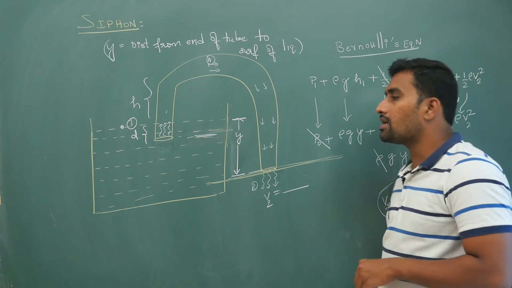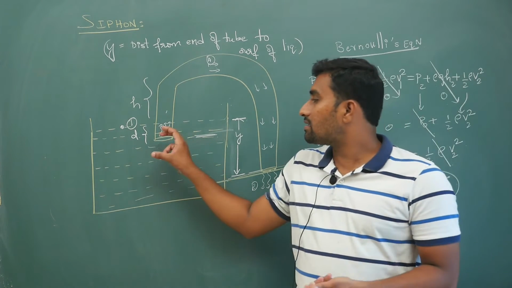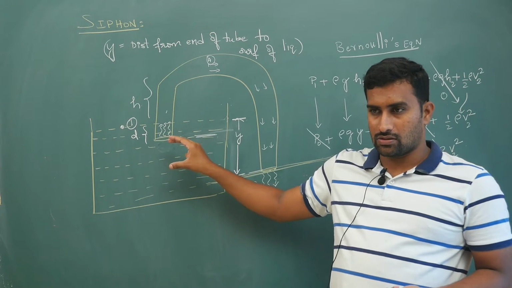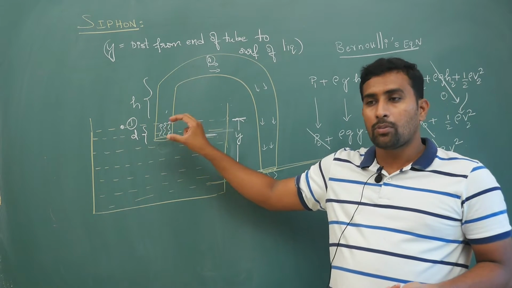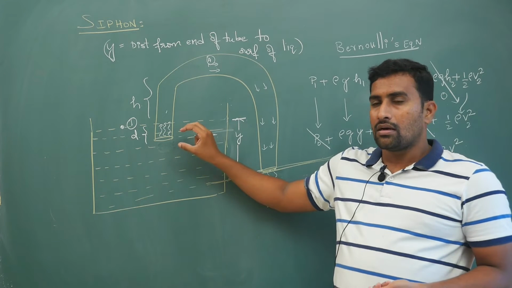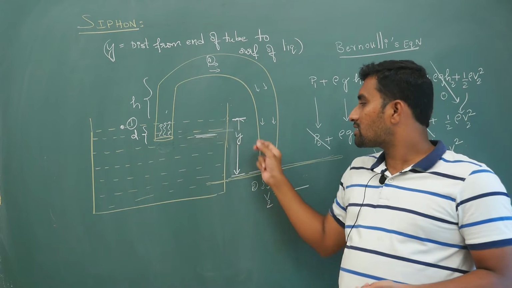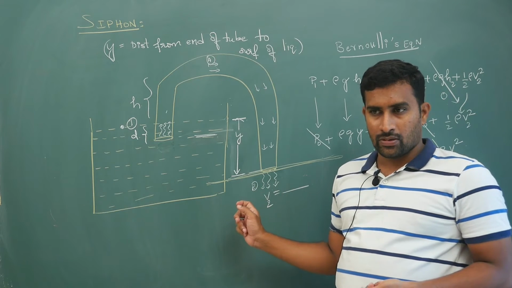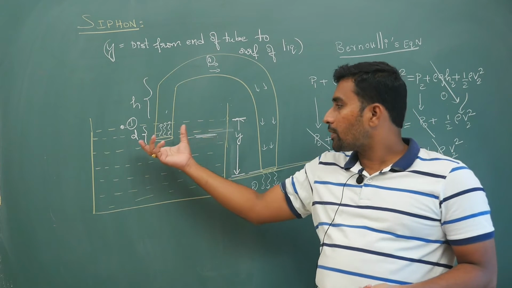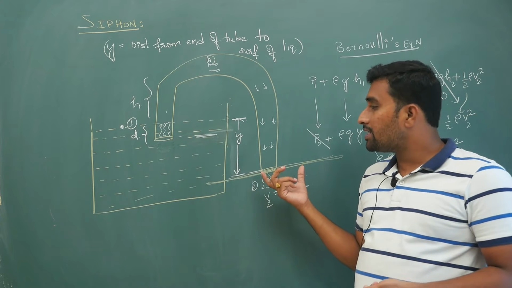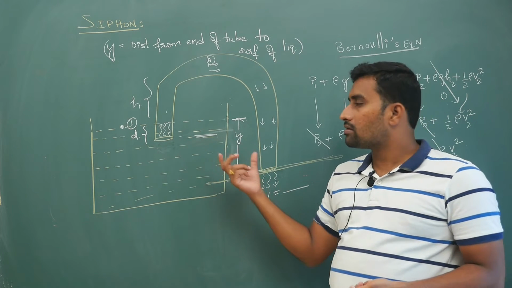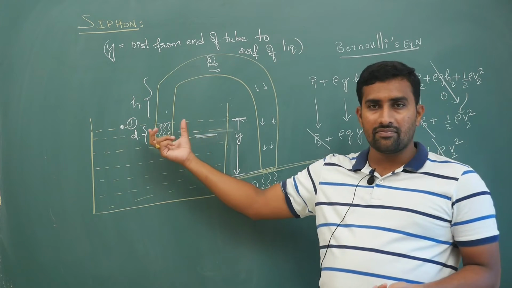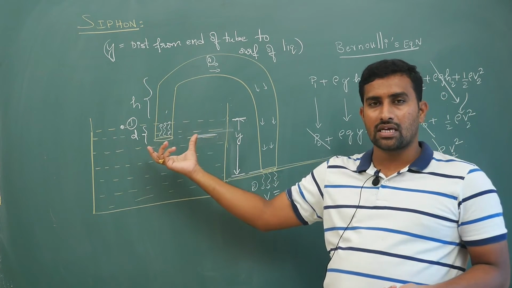Now what is happening here? This liquid is having potential energy head, and that potential energy gets converted into kinetic energy. So your potential energy head is actually getting converted into kinetic energy here. Hope you are getting my point. This liquid is at a higher level, so it is having potential energy.